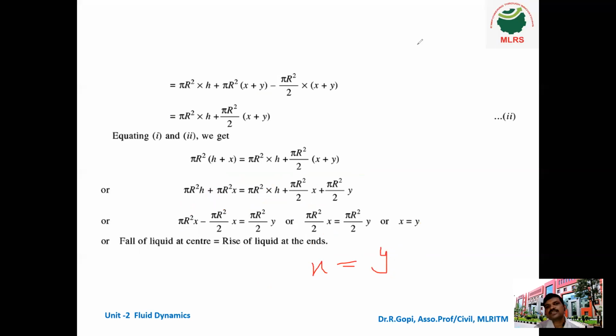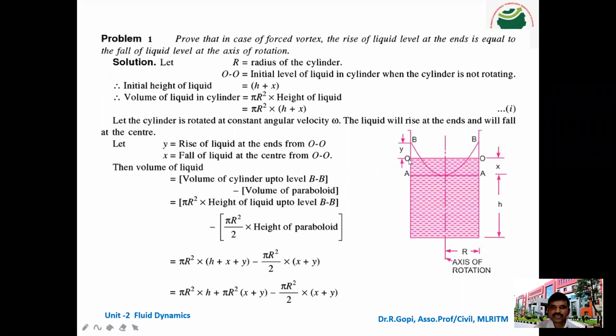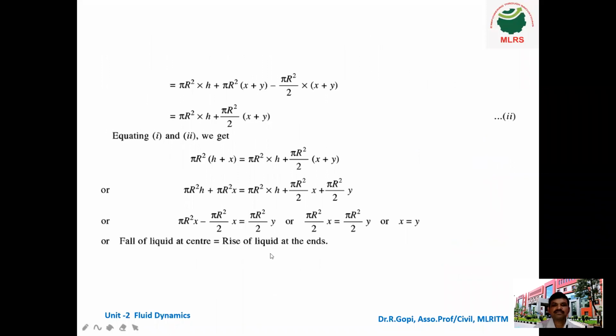So from this equation, what do you understand? Kindly tell. X equal to y. That means the rise of liquid at the ends equals the fall of liquid at the center. So it means this OA distance and OB distance are both the same. Before rotation force is given, that level is constant. After rotation, the depth of the parabola from the level surface is equal to the rise of the level at the ends. Both are equal. So from this derivation we conclude that the rise of the liquid level at the ends equals the fall of the liquid level at the center.